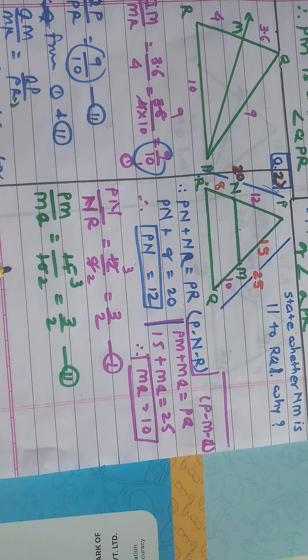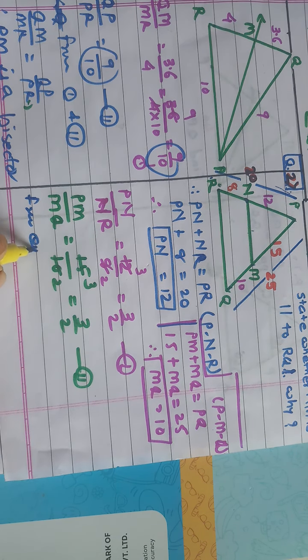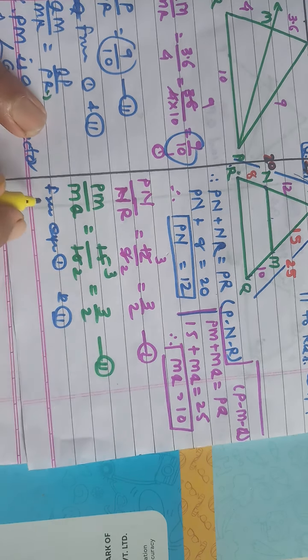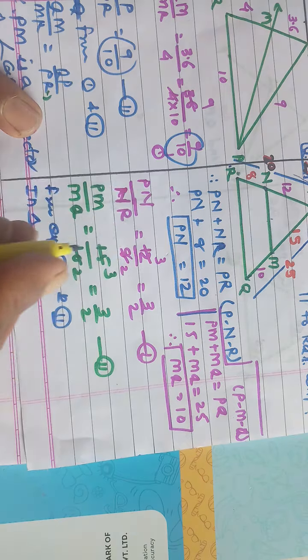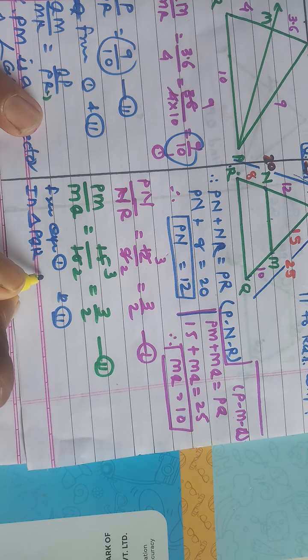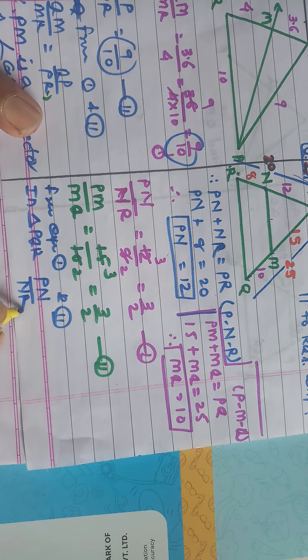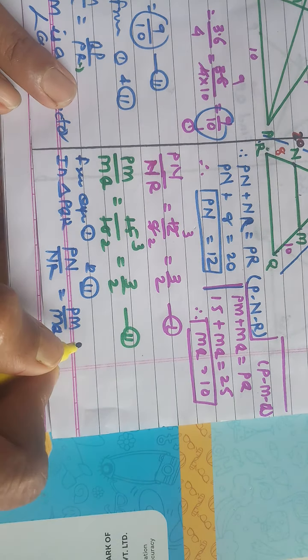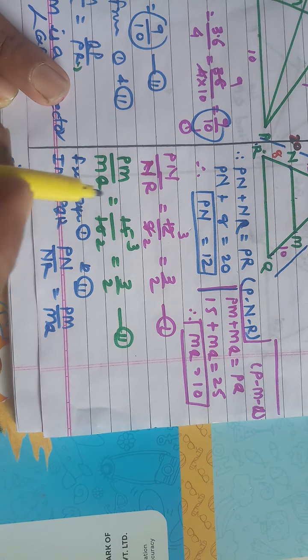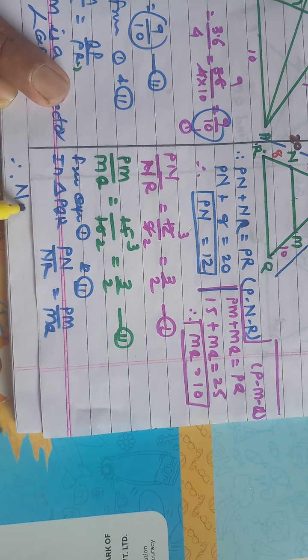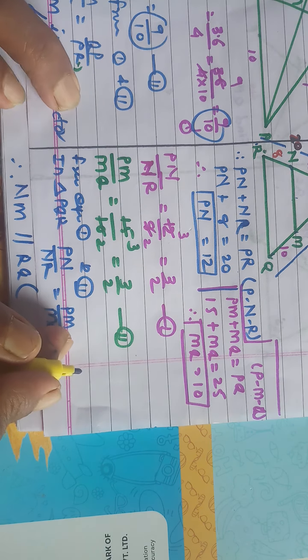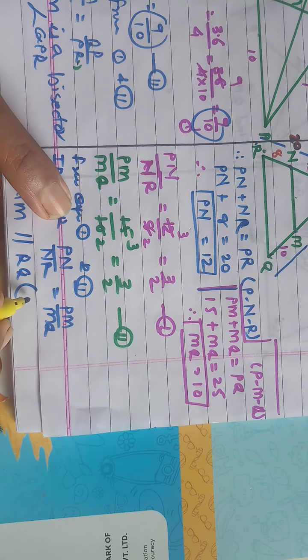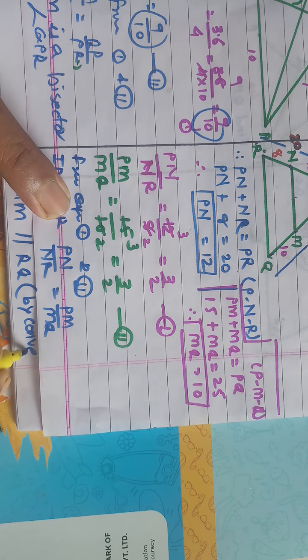So what will we get from equation number 1 and 2? In triangle PQR, both the ratios are equal. PN upon NR is equal to PM upon MQ. Therefore NM is parallel to RQ. Why? It is by converse of BPT. So here we have to write by converse of BPT. Okay.